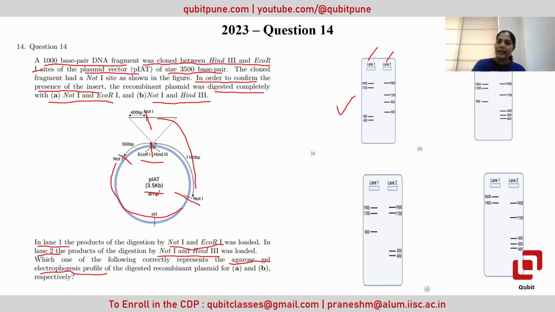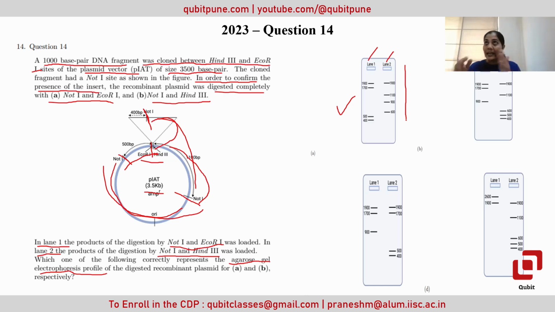Let's cross check with lane 2 also. Here the plasmid is separately digested with NotI and HindIII. If this is the case, the first fragment will be NotI to NotI. So this will be one fragment. Then NotI to HindIII will be the second fragment. Then this will be the third fragment, and this will be the fourth fragment. So lane 2 will also get 4 fragments.